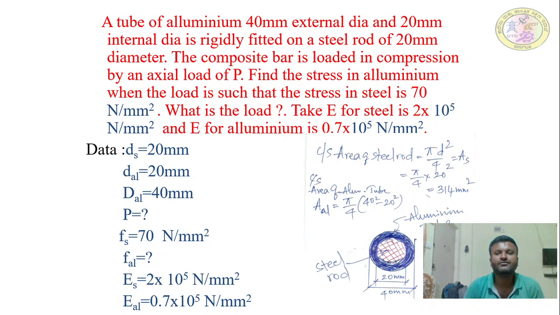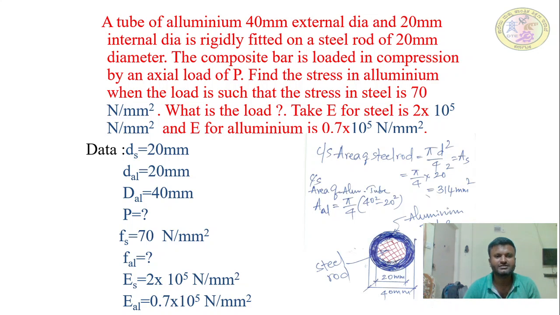A tube of aluminium 40 mm external dia and 30 mm internal dia is rigidly fitted on a steel rod of 20 mm diameter. Aluminium tube is 40 mm external dia, 20 mm internal dia, fitted centrally on the steel rod of 20 mm. The composite bar is loaded in compression by axial load of P. Find the stresses in aluminium when load is such that the stress in steel is 70 newton per mm square. Very good question. What is the load taken? Take E for steel as 2 into 10 to the power 5 newton per mm square and E for aluminium 0.7 into 10 to the power 5 newton per mm square.